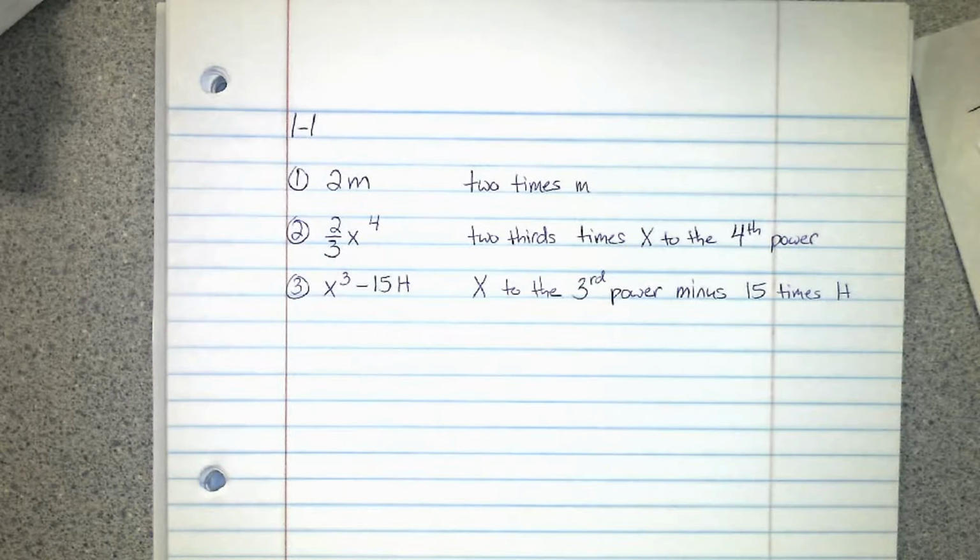Alrighty, so we have 2 times m for number 1. For number 2, 2/3 times x. You could also write 2/3 of x to the 4th power. And for the third one, x to the 3rd power minus 15 times h. Hopefully you did well.